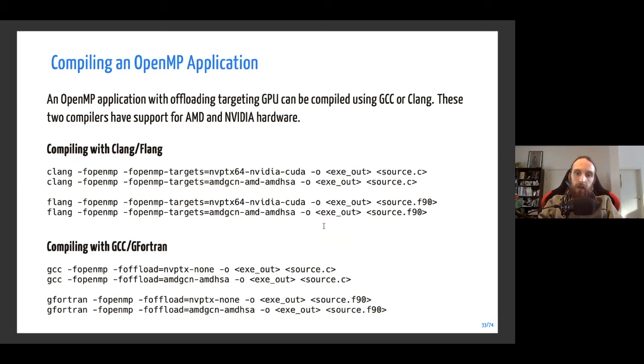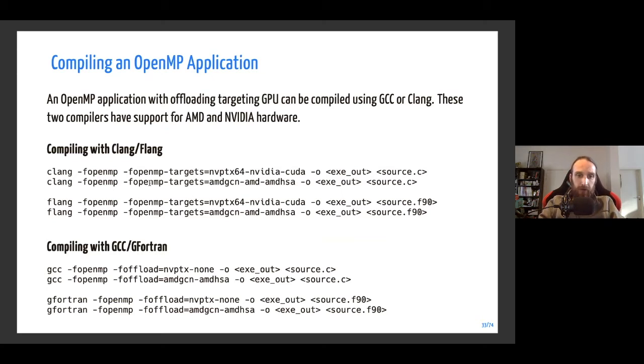So, compiling your application. These are all the basic flags that you need to use in order to target GPU using Clang, Flang, GCC, and GFortran. If you want to use Clang or GCC, the first thing is to take into account the compiler directives, the OpenMP directives, and you do that using the -fopenmp keyword. This is the same for GCC and LLVM-based compilers.